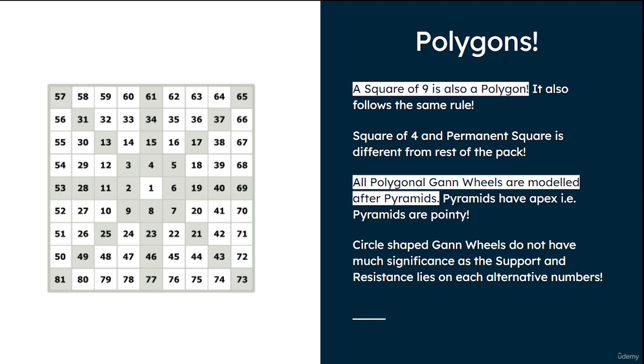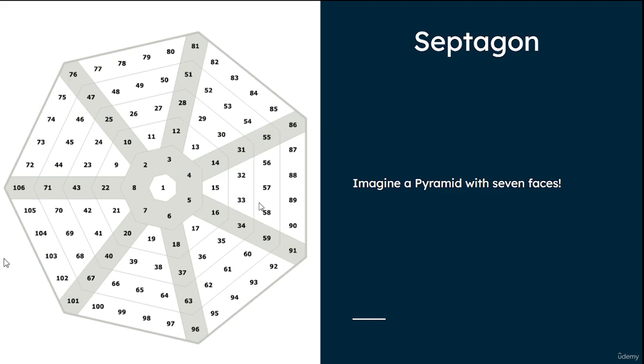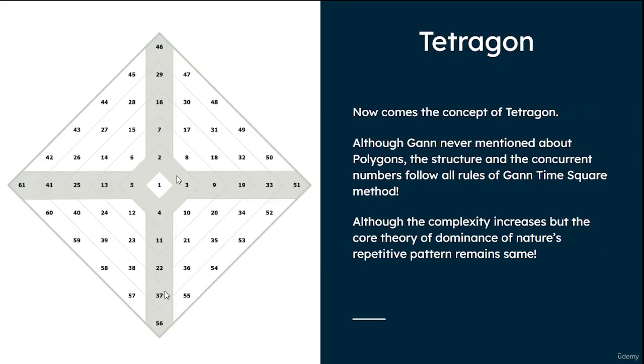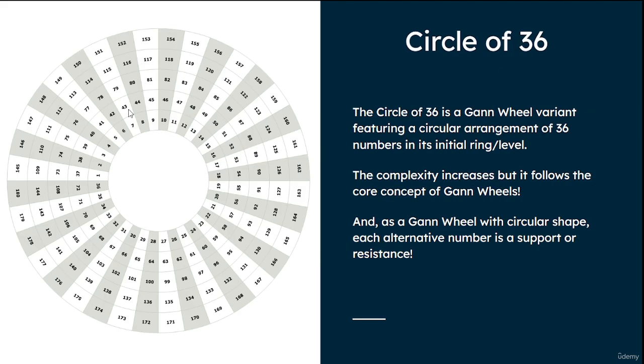Circle-shaped Gann wheels do not have much significance as support and resistance lies on the alternative numbers, because see, in the circles, the support and resistance are in each alternative number, so it makes no sense. But still, some traders use them, but I do not know why they use them. But I made it anyways.